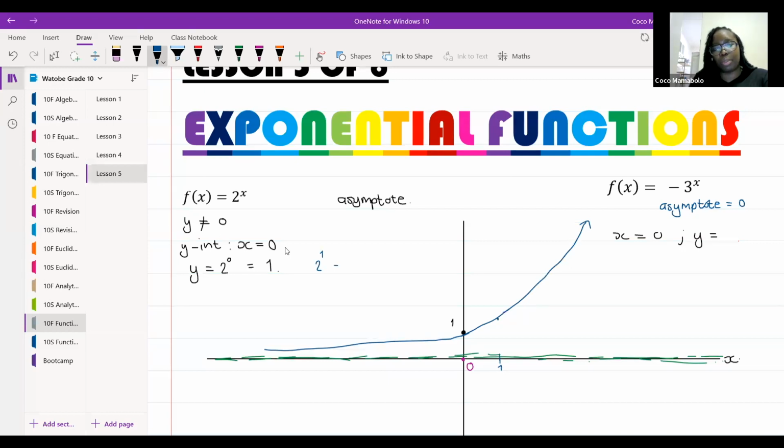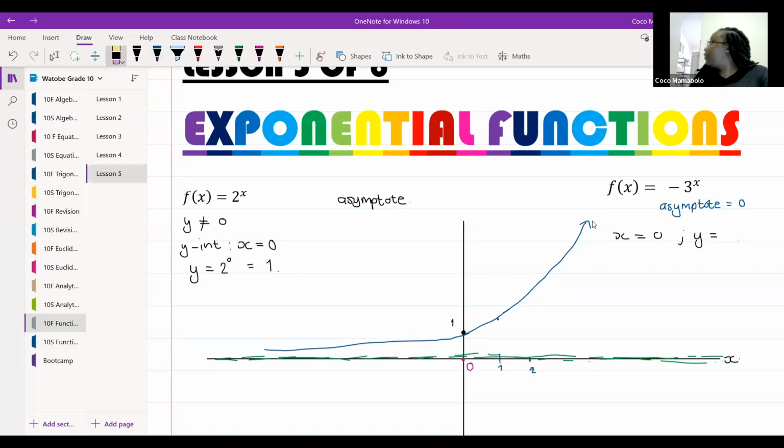If x is 1, 2 to the power of 1 is 2. If x is 2, we'll get 2 to the power of 2, which is 4. If x is 3, we'll get 2 to the power of 3, which is 8. Do you see how this graph is going up? It's going all the way up in that direction. Give me a thumbs up if the positive side makes sense. Excellent. Now let's try some negative numbers.